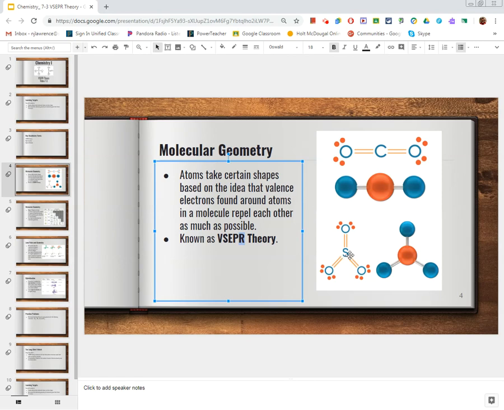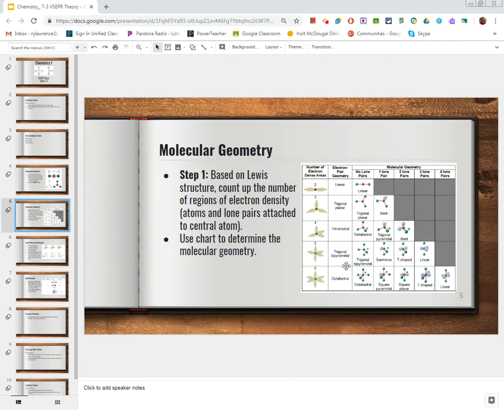Once we begin to identify electron-dense regions, by either bonds or lone pairs on the central atom, we will use a chart like this to identify the actual name and shape of that molecule. Eventually you're going to have to be able to draw the Lewis structure and then identify the shape, and eventually I'm actually going to have you draw these shapes out.